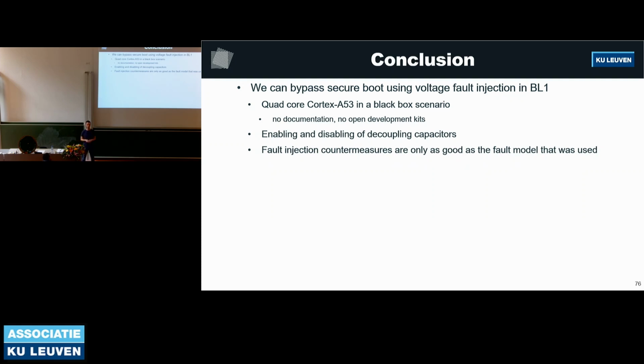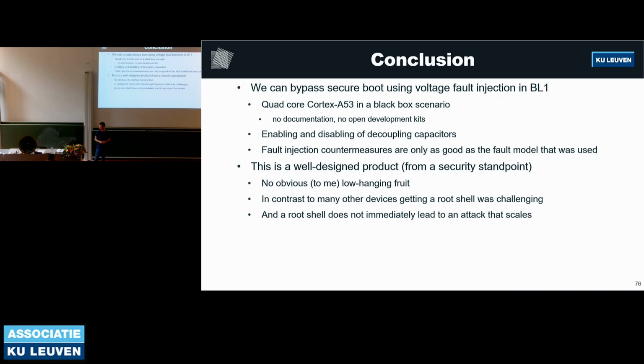using voltage fault injection in the ROM bootloader. We did this on a quad-core Cortex A53 processor, without any documentation, without any open development samples. And we figured out a way to enable and disable decoupling capacitors dynamically. And then, of course, these fault injection countermeasures are very nice, but they're only as good as the model that was used to design them. And in this case, the model did not correspond to the reality.